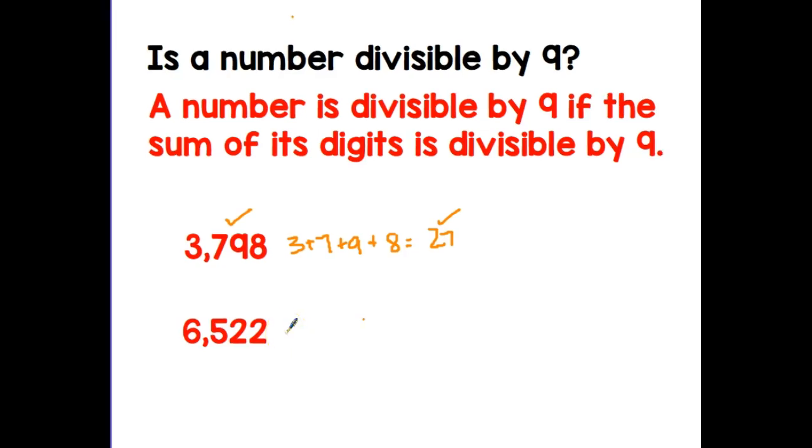All right, let's take care of the second number, 6,522. Well, let's get the sum of our digits. 6 plus 5 is 11, plus 2 is 13, plus 2 is 15. Can I divide 15 by 9? No, I can't. That means this is not divisible by 9. It's divisible by some other numbers. We know it can be divided by 3, because 15 divides by 3. We know it can be divided by 2, because it's even. And we know it can be divided by 6, because it divides by 2 and 3.